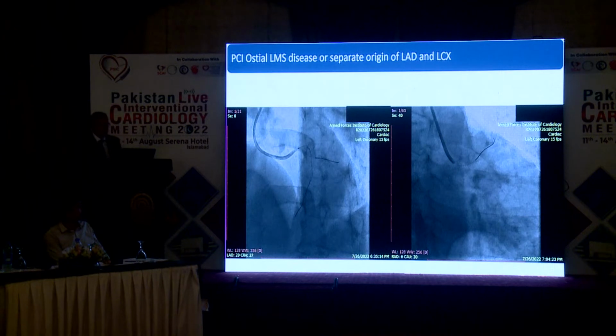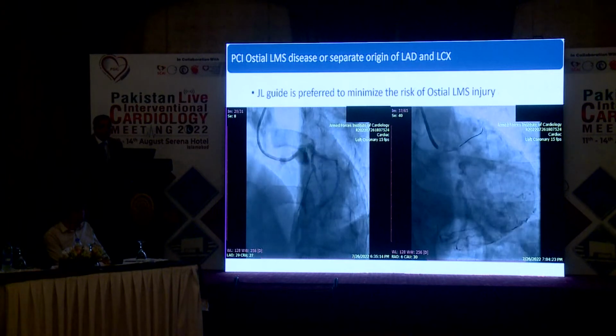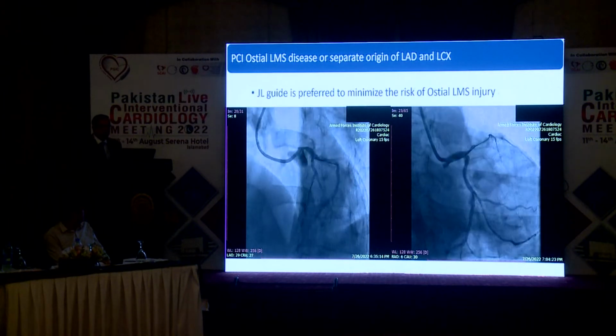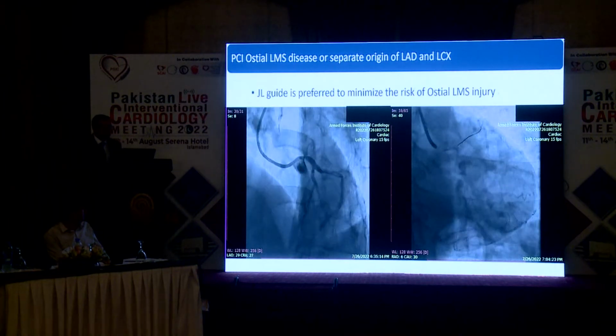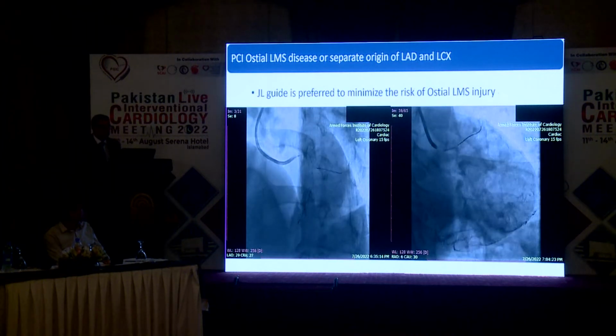So this is the lesion where the patient had ostial left main lesion. You don't want the guide to go deep inside, so you take Jitkin left in these cases. And the operator was quite comfortable in finishing, as you can see on the right-hand panel.